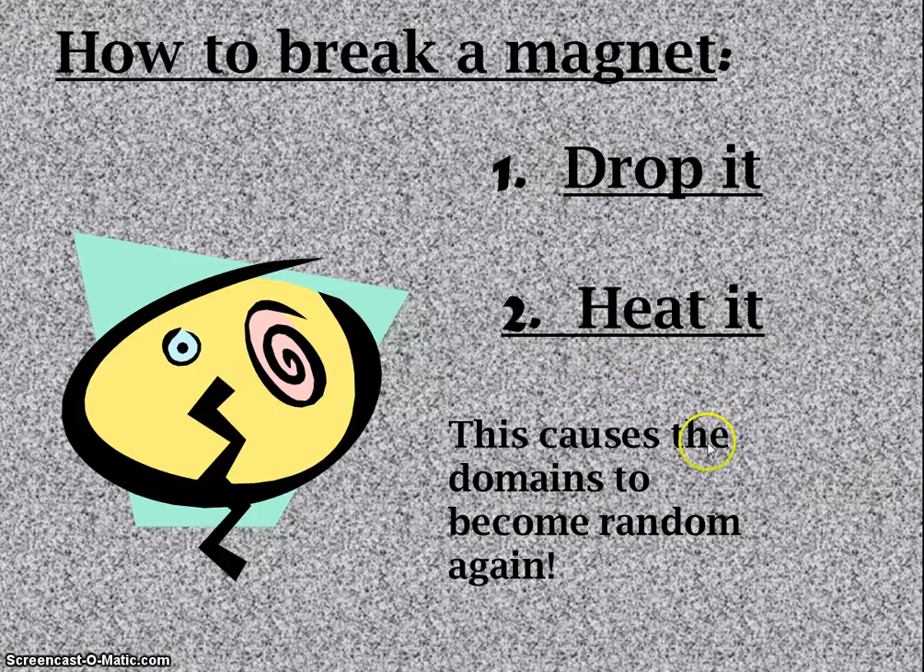And if you heat a magnet, we know what happens when substances get warm. All their atoms move around much more quickly, and it's going to mess up the arrangement of our domains if all those atoms are moving around rapidly.